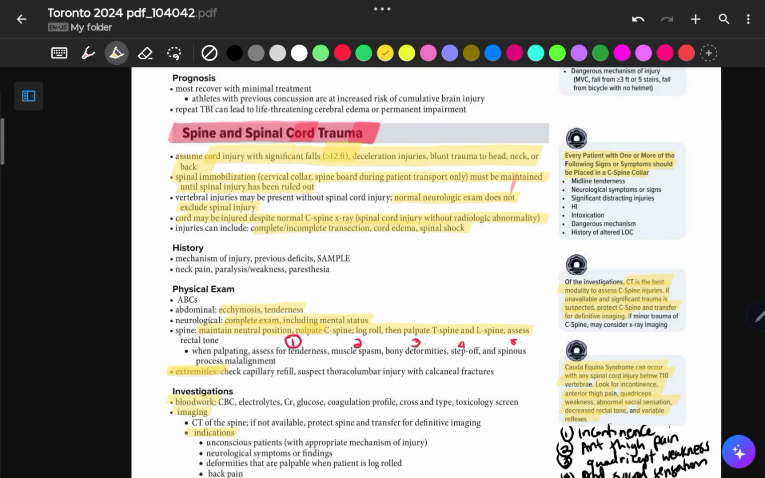CT is the best modality to assess for C-spine injury. Remember, neurological exams and C-spine X-ray are not enough. If CT is unavailable and significant trauma is suspected, what do you do? You protect the C-spine and transfer the patient for definitive imaging. First you stabilize the patient, and once they're stable, you can transfer them. You need a CT scan to rule it out.